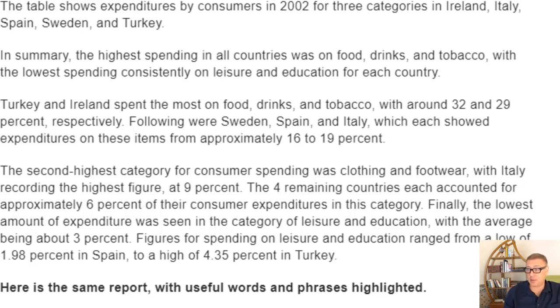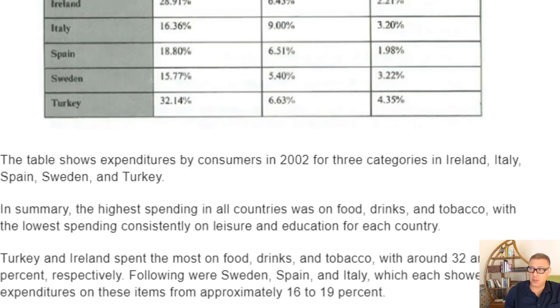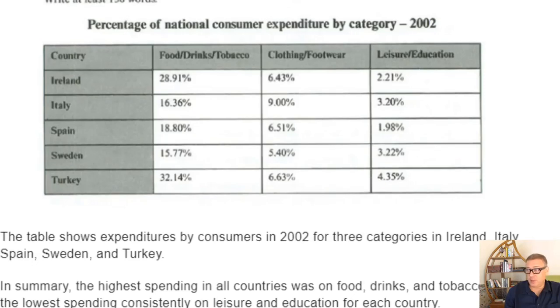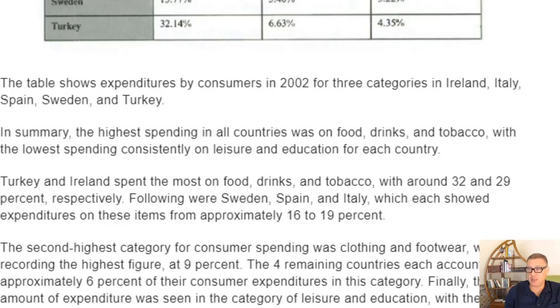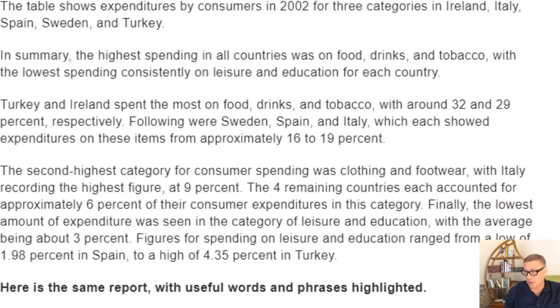The second highest category for consumer spending was clothing and footwear, with Italy recording the highest figure at 9%. So now I'm talking about this aspect, which I haven't mentioned until now. The 4 remaining countries each accounted for approximately 6% of their consumer expenditures in this category. So again, those 4 numbers, 6.4, 6.5, 5.4, 6.6. Italy's really the only one that's significantly different, so that's what I mentioned.